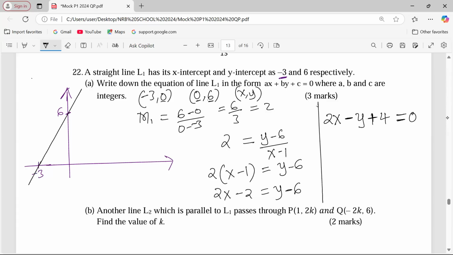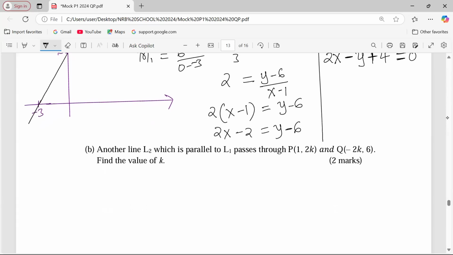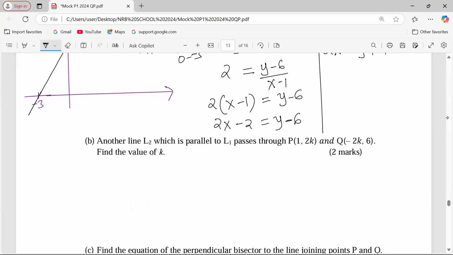Let's check part B of number 22. Part B of number 22 says this. Another line, L2, which is parallel to L1, passes through coordinate P, which is (1, 2k), and also through coordinate Q, which is (-2k, 6). Find the value of k.